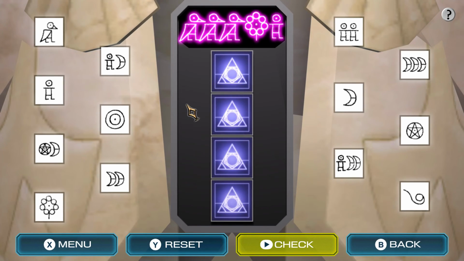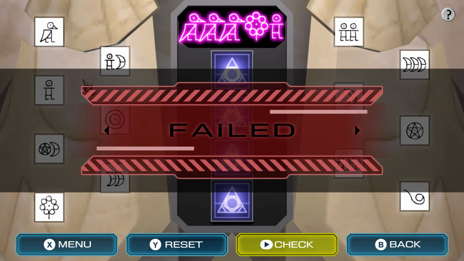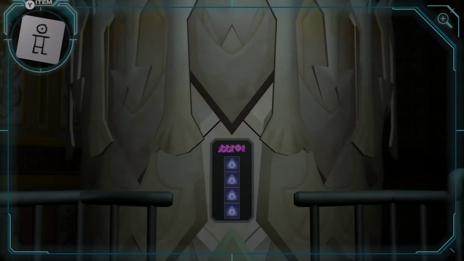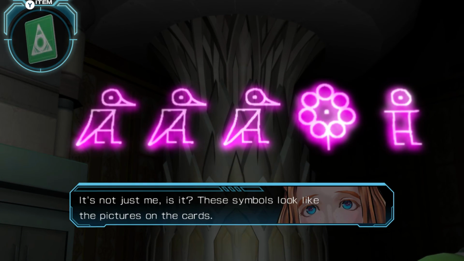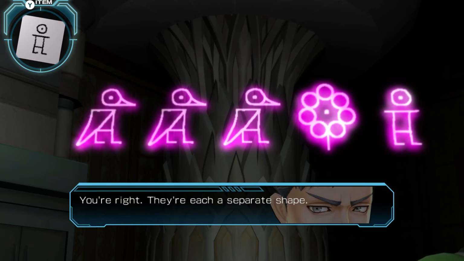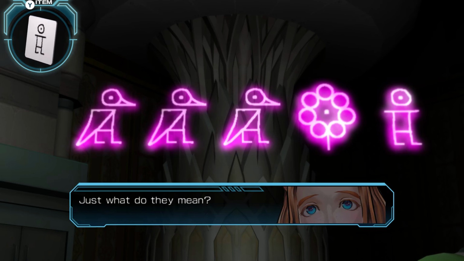So these are all the cards we've got. Some of these cards had more than one thing in them, but none of them have two birds or a bird and a man or a bird and a flower, I don't think. I'm gonna need another hint. Pretty sure we use the card. Yeah, I don't understand it either. Very unhelpful. It's not just me, is it? These symbols look like the pictures on the cards. You're right. They each represent a separate shape. Just what do they mean?